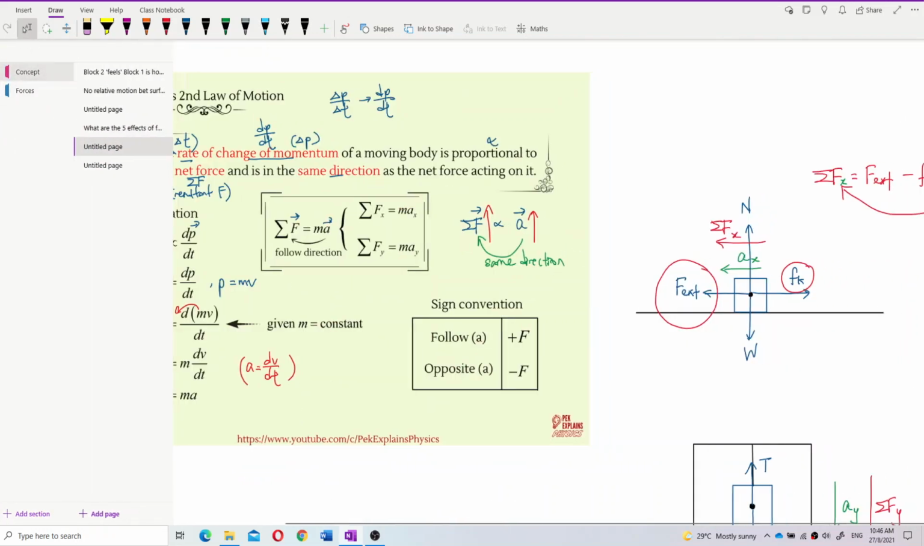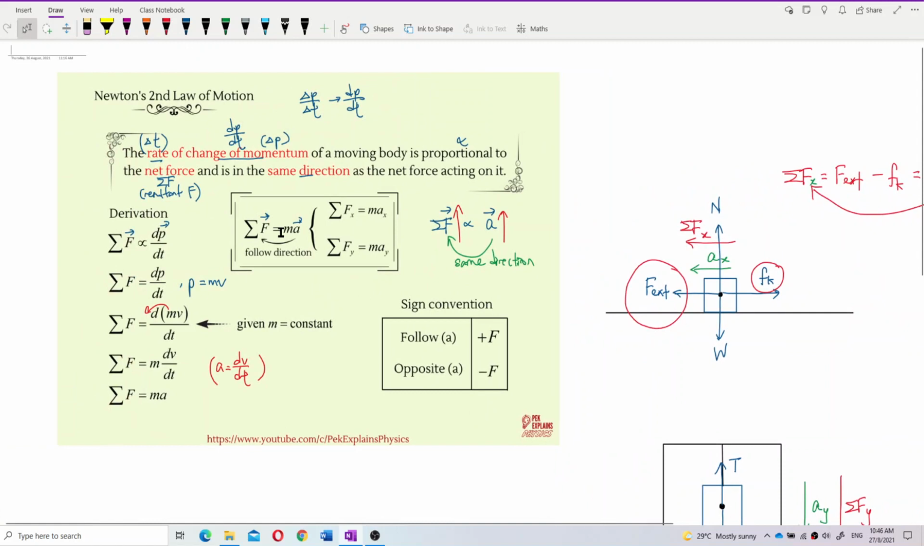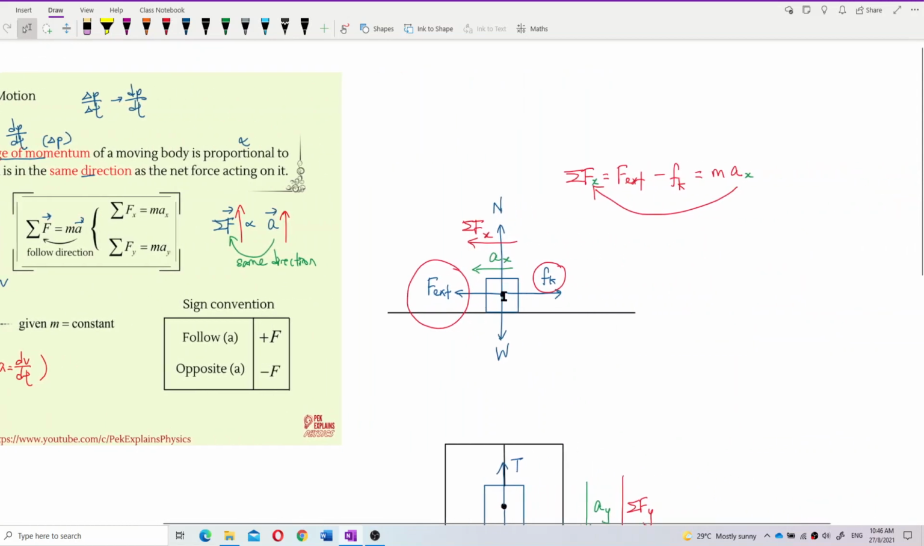So when we go to Newton's second law, for total force equal to ma, like this one, if we follow Newton's first law, we say that force to the right is positive, force to the left is negative. So what formula does it become? The resultant force in x component becomes positive Fk and then minus external force equal to max.